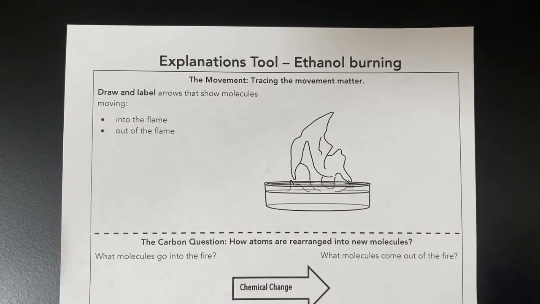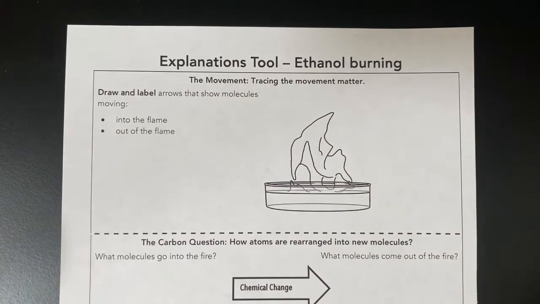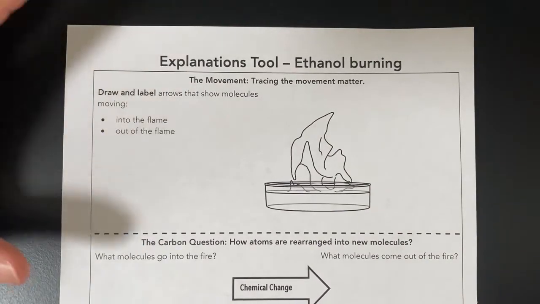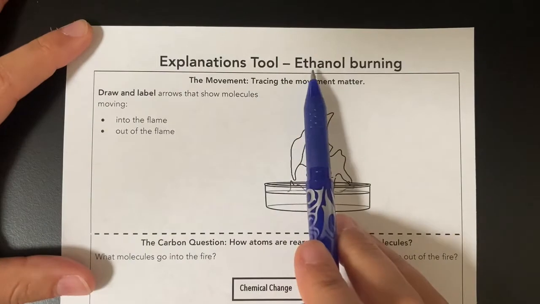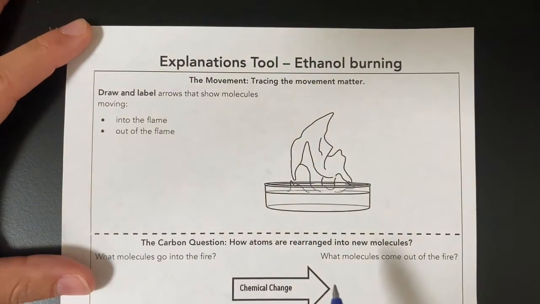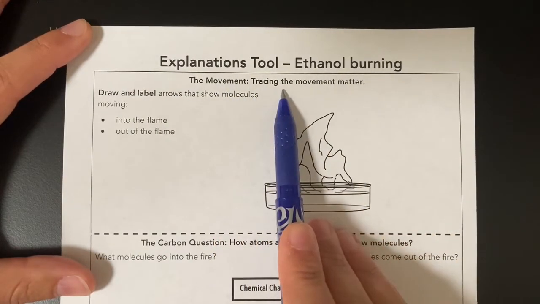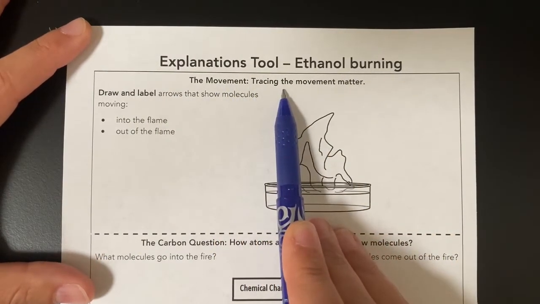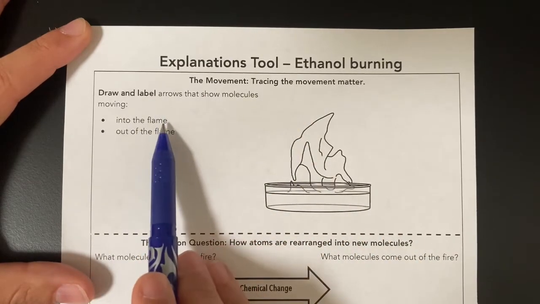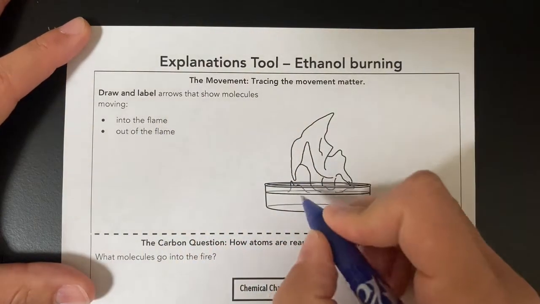Hi everyone. Today we are going to be completing this explanations tool so that we can then write a complete explanation for what happens when ethanol burns. So the first question that I'm going to try and answer is, when ethanol burns, how does the matter move? So we're going to draw what's going into the flame and what's coming out of the flame.